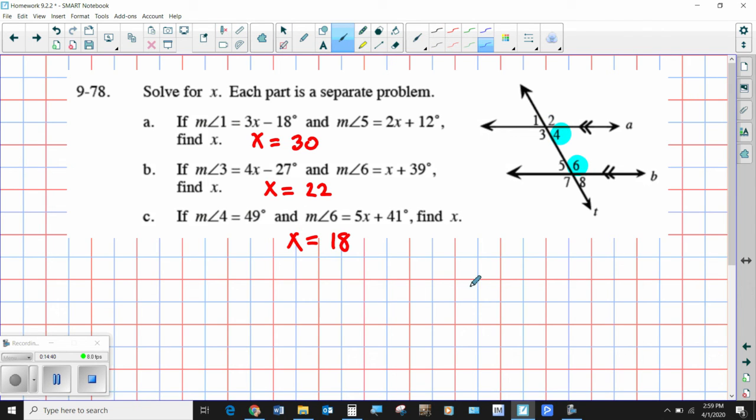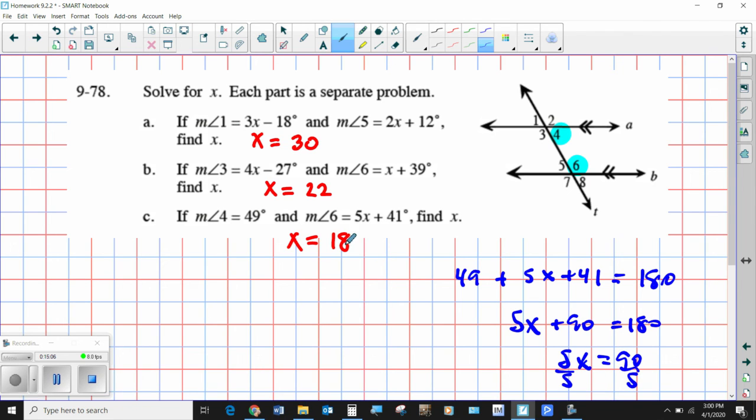So we're going to take this angle, 49 degrees, and add it to this angle, 5x plus 41, and their combined total has to be 180 degrees. So we combine like terms, 5x, 49 and 41 makes 90. When we subtract 90 from 180, we get 90. And 90 divided by 5 is 18. So if I plug in the 18 here, get 90 plus 41 plus 49, that should equal 180 degrees, and it certainly does. All right, I think that's it.